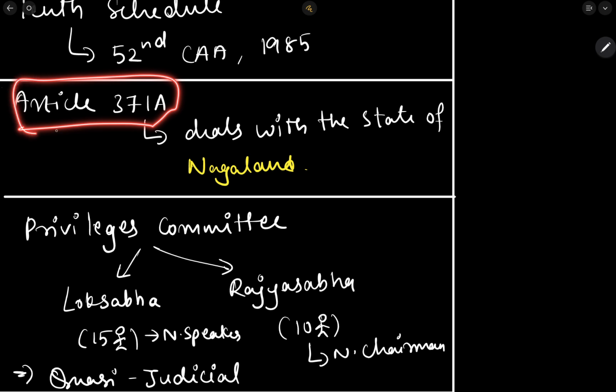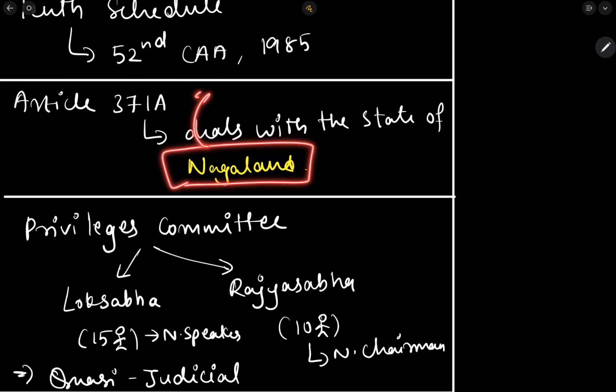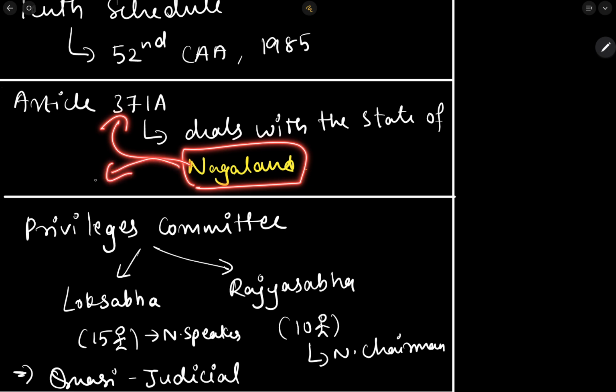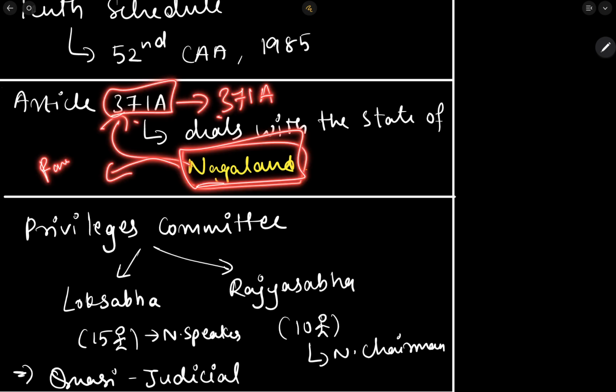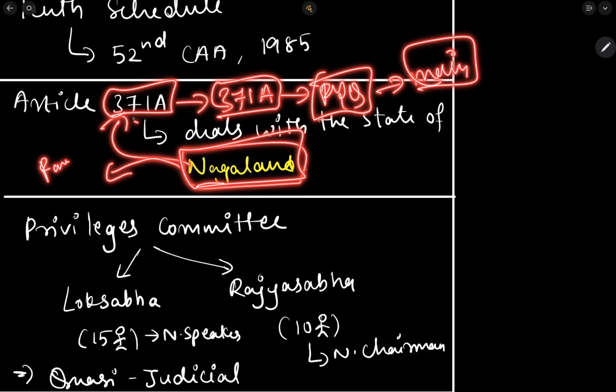Next we have Article 371A. Basically it deals with Nagaland, and Article 371A talks about the protection of the religious and cultural aspects of Nagaland. Article 371A has also been asked in the UPSC PYQs in Mains, I think. So we need to focus more on this Article 371A.